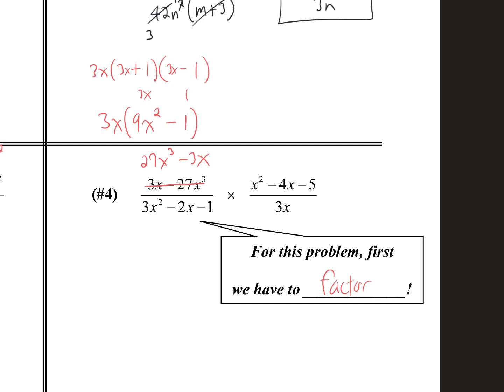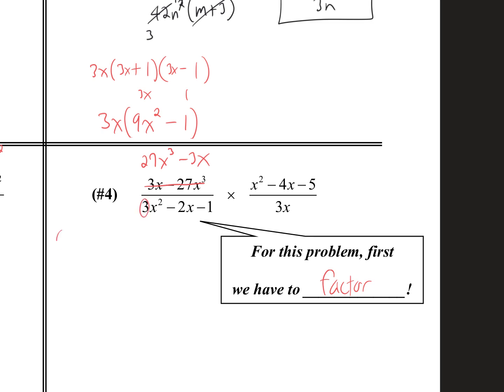Is there a GCF for 3x squared minus 2x minus 1? No GCF. How many terms are there? There's 3. Is it general factoring or trial and error? I guess we skipped perfect square trinomial. It's not a perfect square trinomial because there's a 3 here, right? So is it general factoring or trial and error? This is actually trial and error because there's a 3 in front, right?